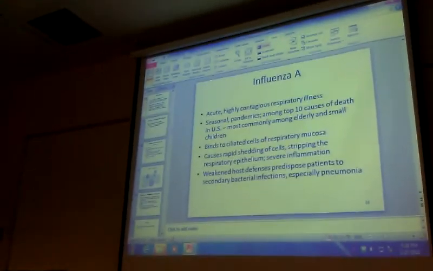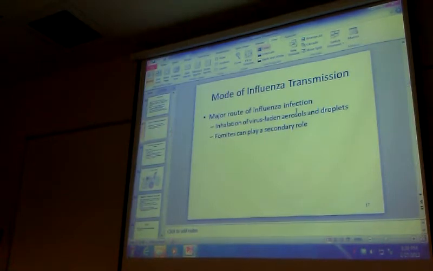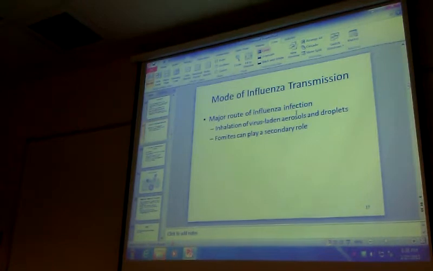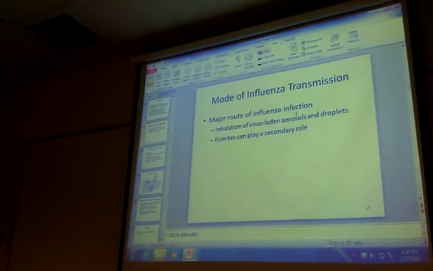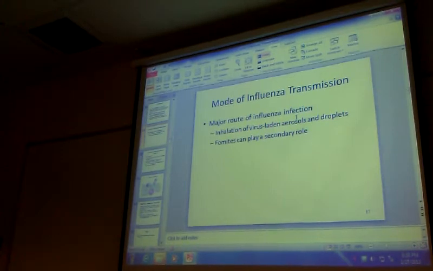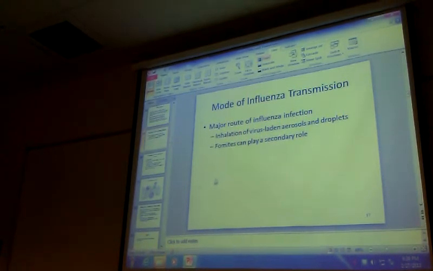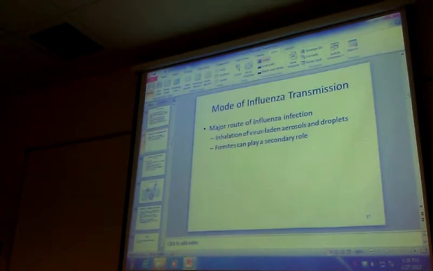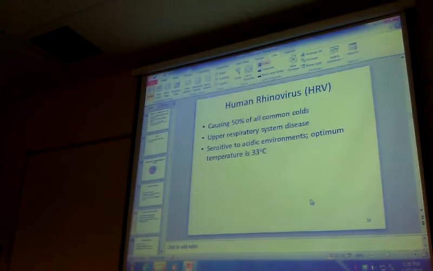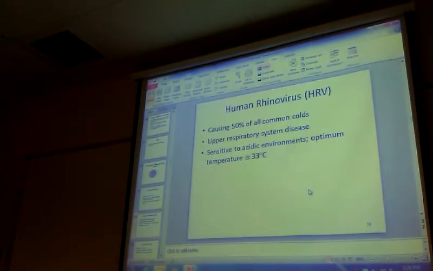And the following slides cover the model for influenza transmission. Primarily it is through aerosol and droplets, so just pay attention. And this is roughly slide 25, human rhinovirus.